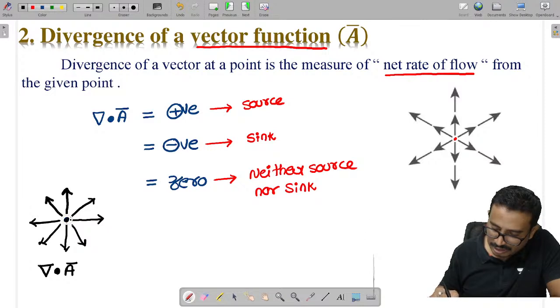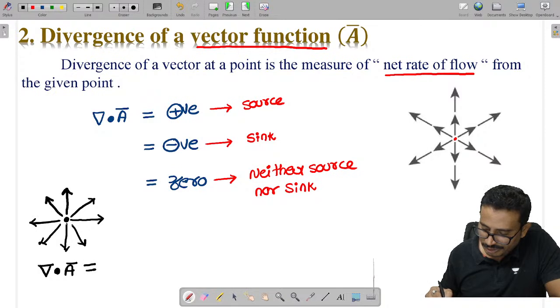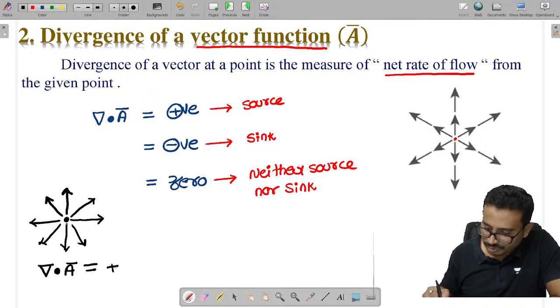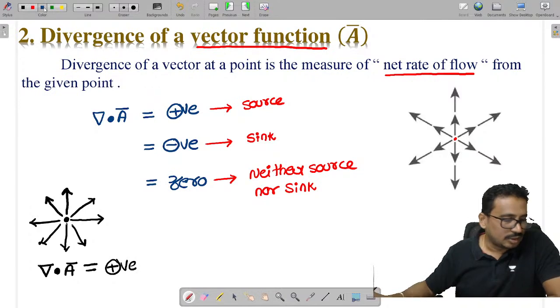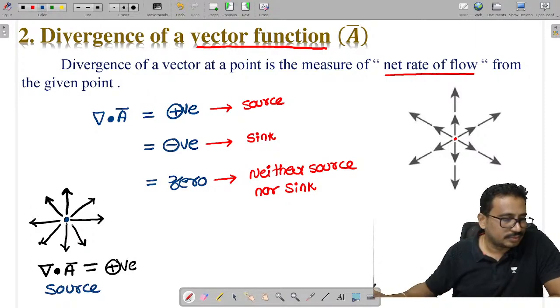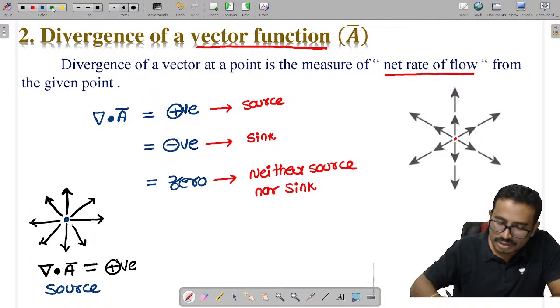Divergence, I am calculating at this point, at the center point. What can I say now here: positive, negative or zero? Which is it? All of you tell me. This point is the source, I can say. This point is the source. Right. Next, let us consider some other scenario.